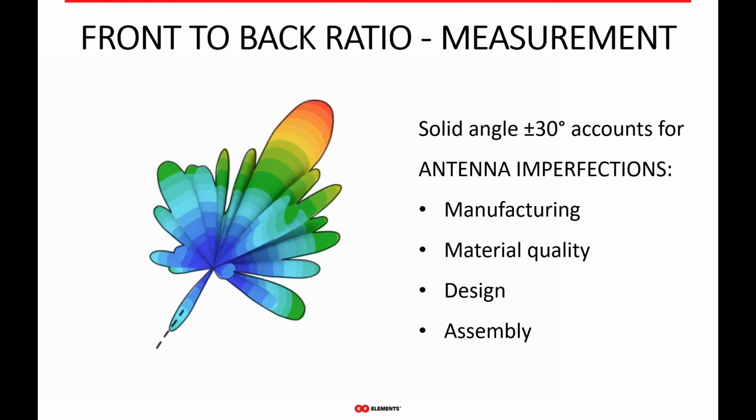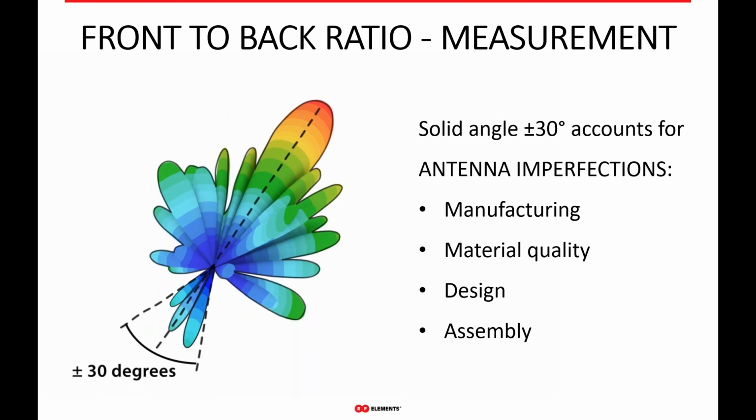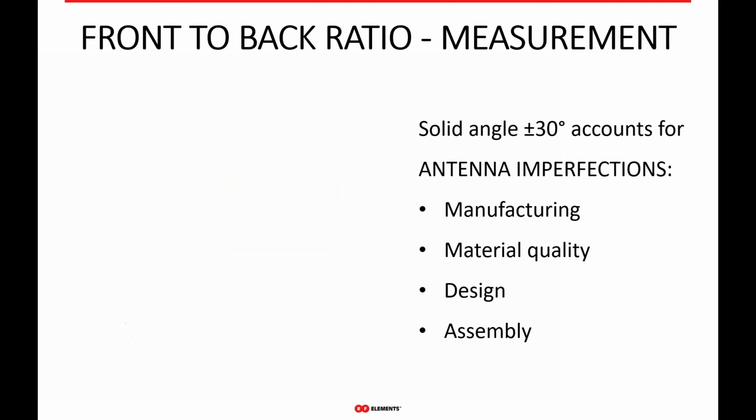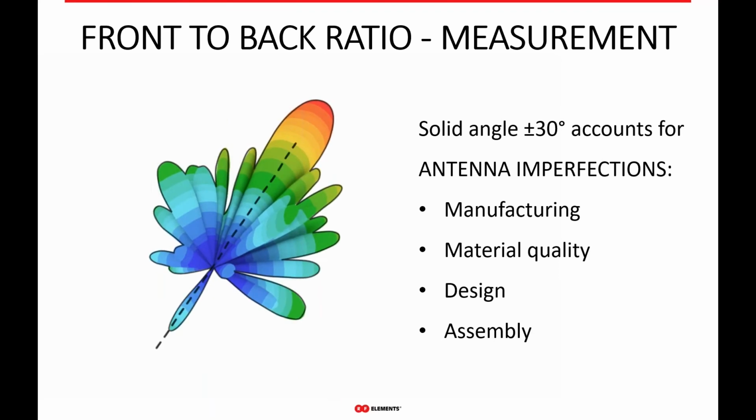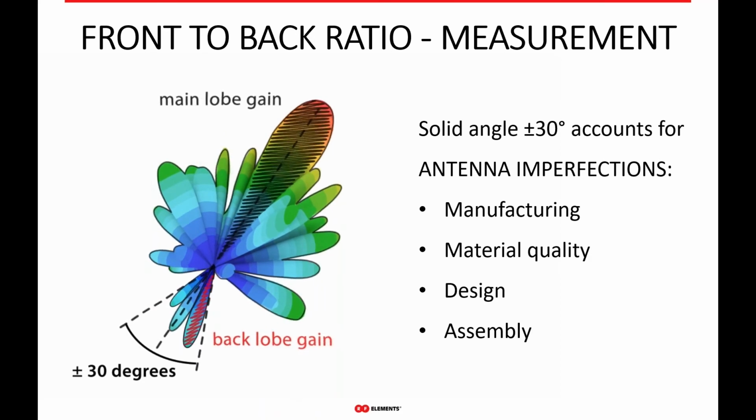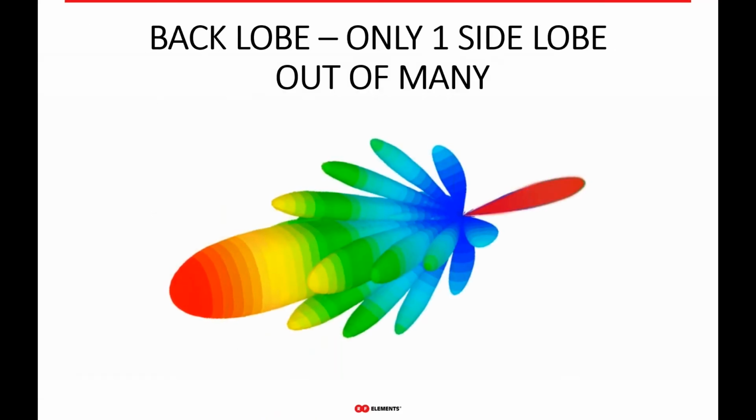In practice, front to back is often determined based on the strongest side lobe from a plus or minus 30-degree angle around the back lobe because of possible manufacturing, assembly, or material imperfections. Because of these imperfections, the back lobe might not be just a single lobe, but it can be divided into several minor lobes around it. So it's not always a single point. Nevertheless, back lobes are one of the many side lobes antennas have in the WISP industry.